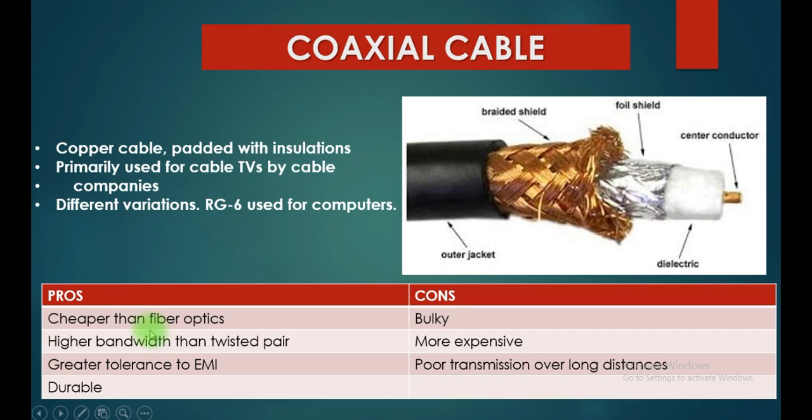All right, now in terms of pros and cons, it is more expensive than twisted pair, that would be a con. It is cheaper than the fiber optic cable. It offers higher bandwidth than the twisted pair, better tolerance to EMI, and is more durable. But it is bulky, it's crazy how bulky it is. And it doesn't do a really good job of transporting data over long distances. All right, so this is the coaxial cable, and of course this is obsolete.